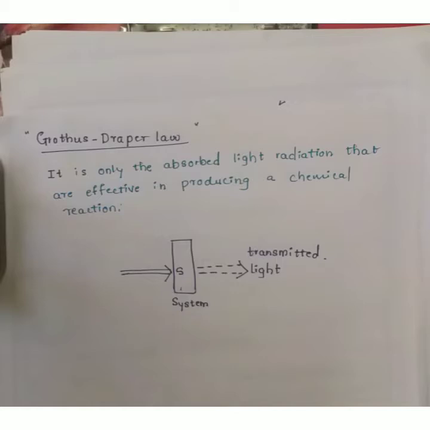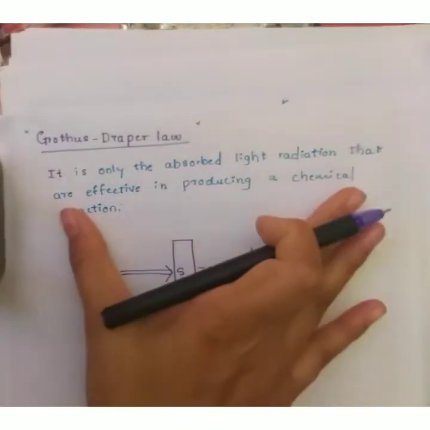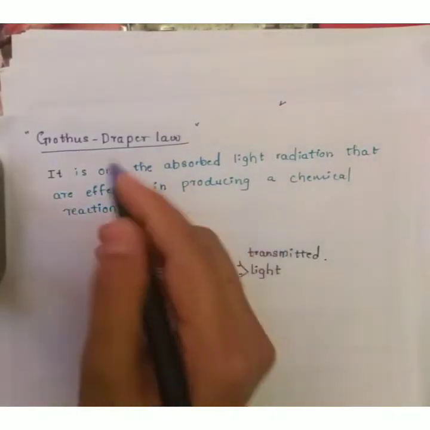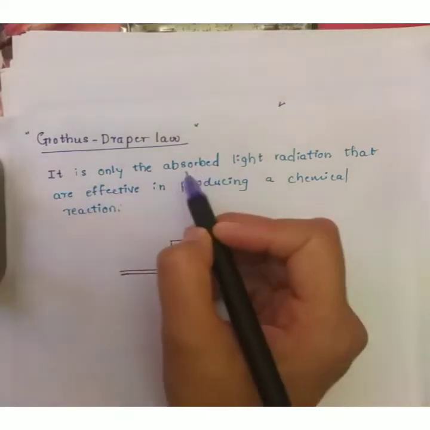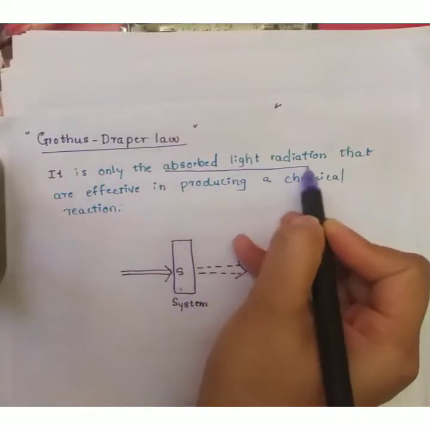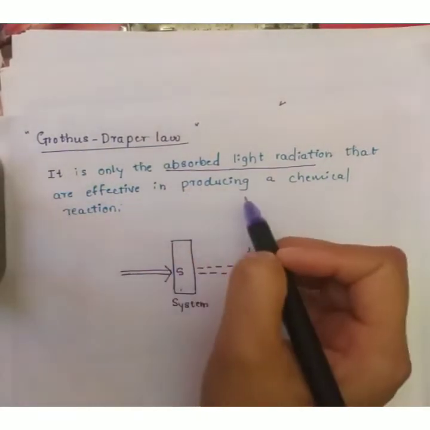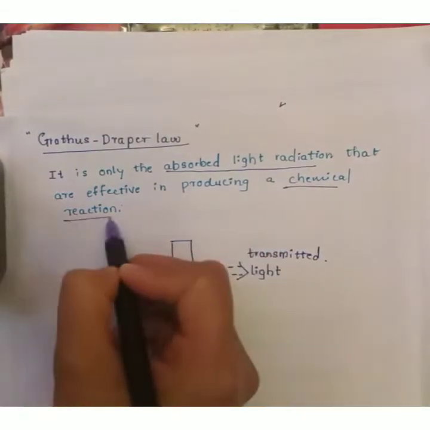In the 19th century, Grotthuss and Draper studied a number of photochemical reactions, and they generalized them to form Grotthuss-Draper's law. According to Grotthuss-Draper's law, the statement is that only the absorbed light radiations are effective in producing chemical reactions.